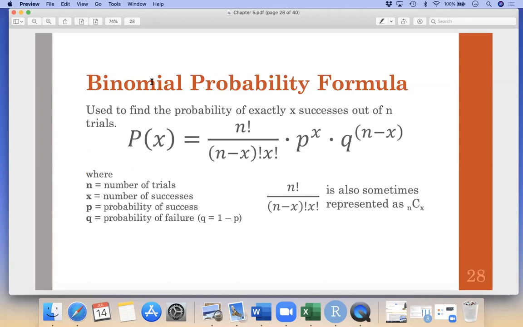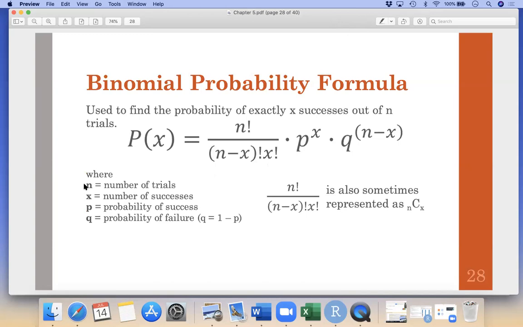Then this is the binomial probability formula. This is the one. If you know how to use this one, we can find these probability values. Okay, this is the formula to find the probability of exactly x successes out of n trials. Okay, we can use this formula.